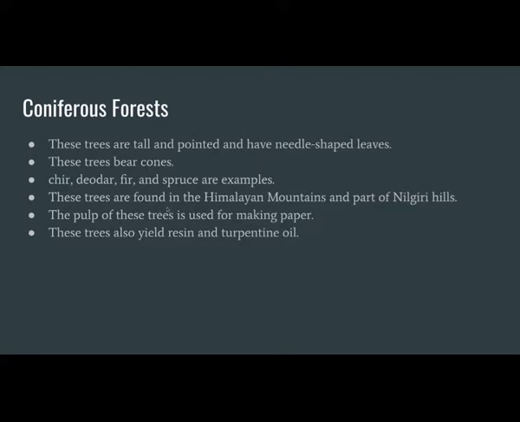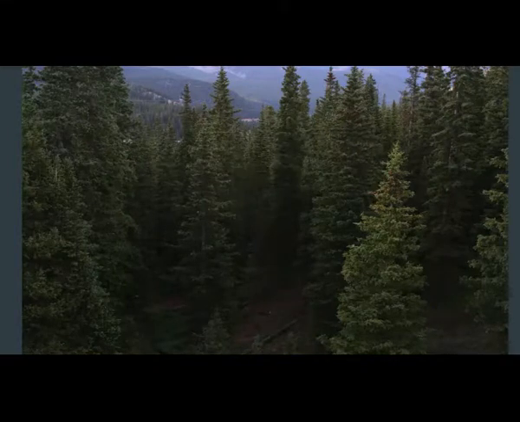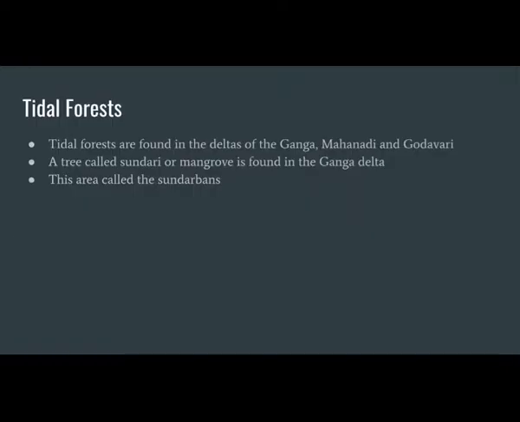And in which places in India are these trees found? Himalayan mountains and Nilgiri hills. And what is the use of these trees? The pulp is used for making paper, and we also get resin and turpentine oil from this coniferous forest. And this is one of the trees that grow in coniferous forests or the Himalayan ranges. Okay. And the next type of forest we can see in India is the tidal forest.